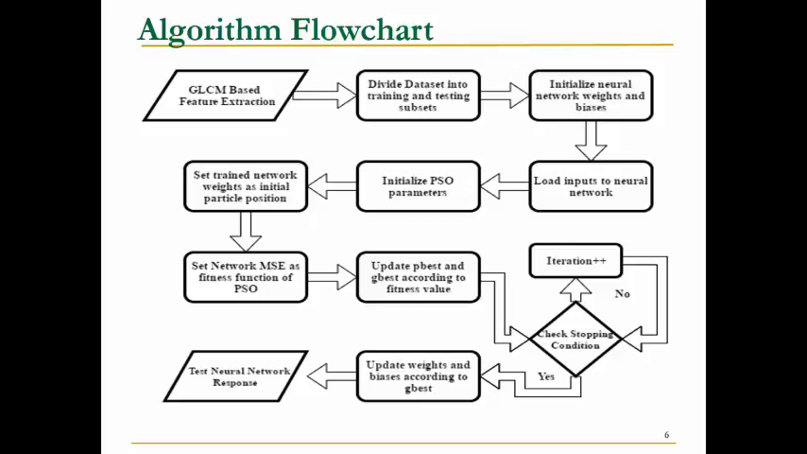Then PSO parameters are initialized. Then set trained neural network weights as initial particle position. Then set network MSE as fitness function of PSO. Then update P-best and G-best according to fitness value. On completing the maximum number of iterations, the algorithm chooses the best weight values against a fitness function. Update weights and biases according to G-best, which is also the global best. Then, neural network response was tested.